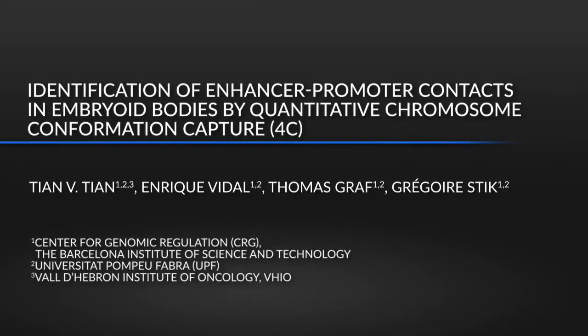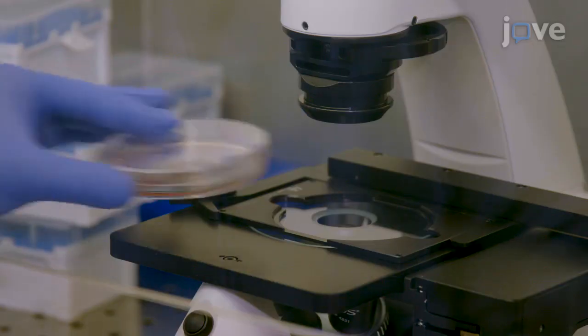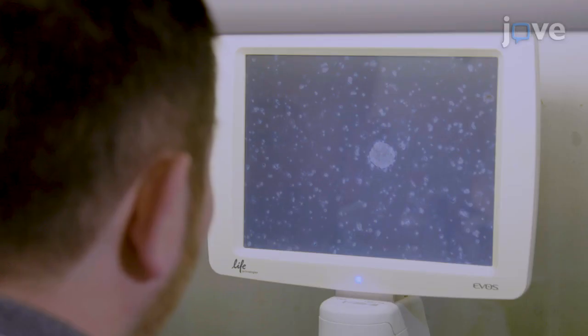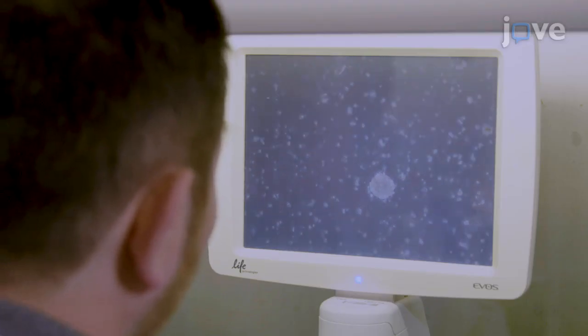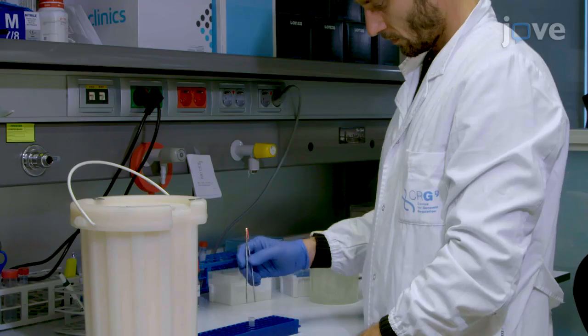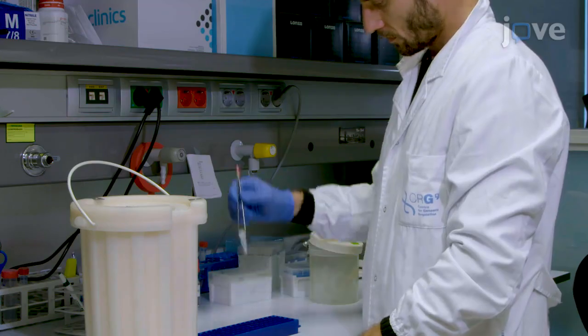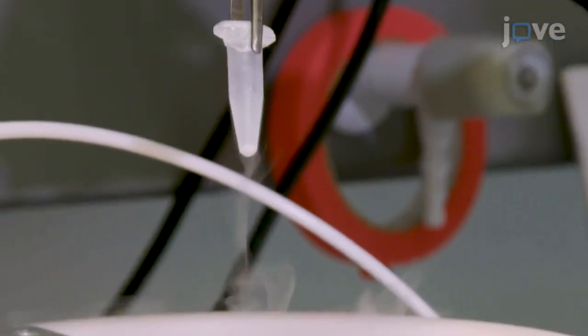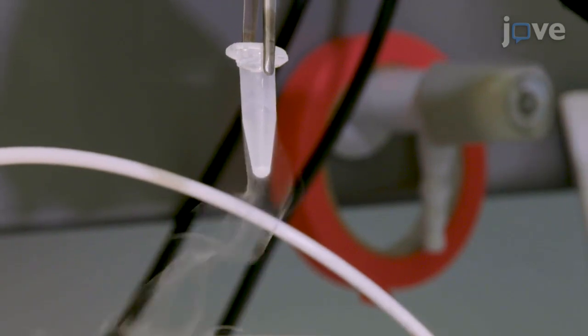The precise spatial-temporal regulation of genes is controlled by diverse cis-regulatory elements that interact between them. Our protocol makes it possible to quantitatively interrogate chromatin contacts of selected loci, such as promoters. This technique allows us to identify and quantify the interaction frequencies between various regulatory elements simultaneously.